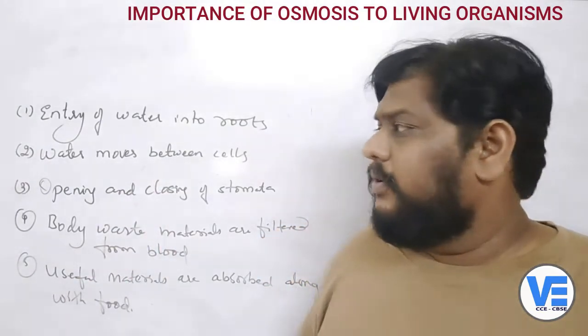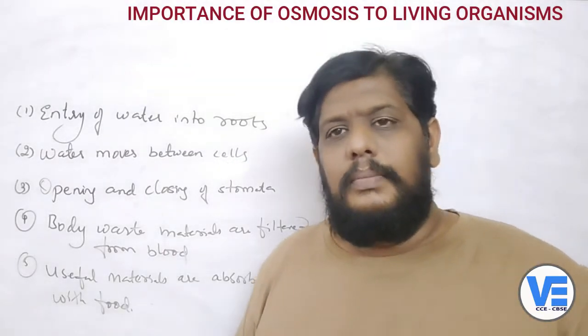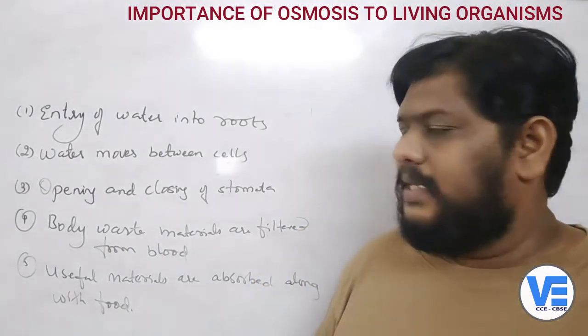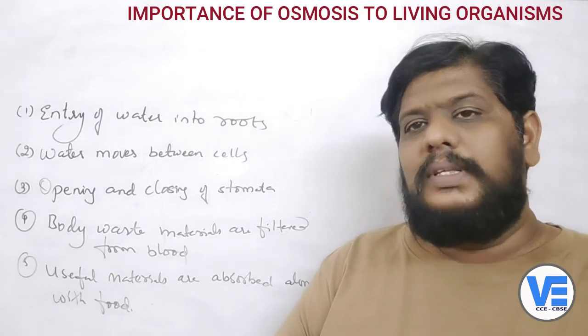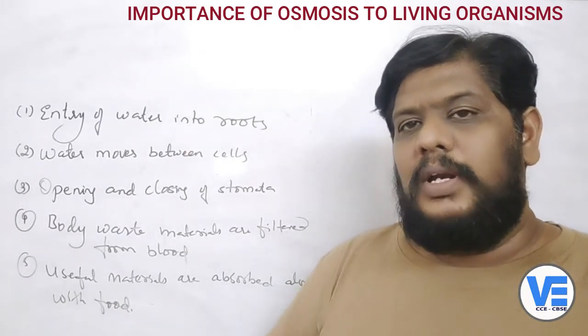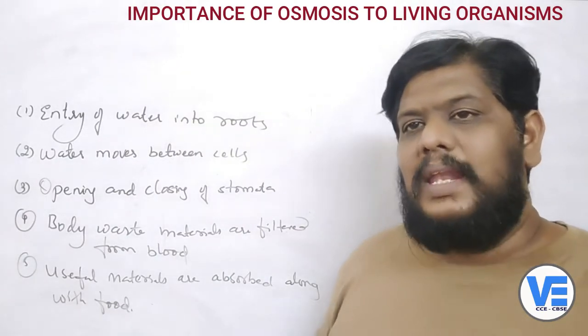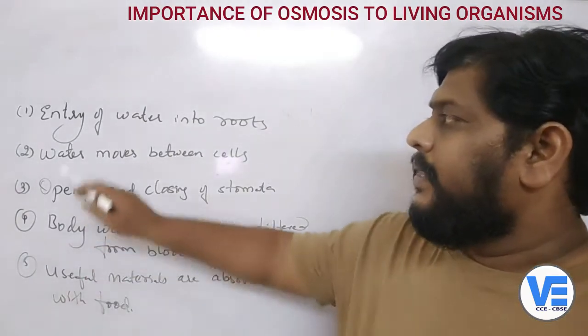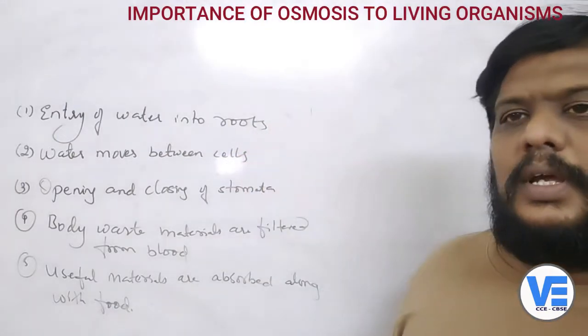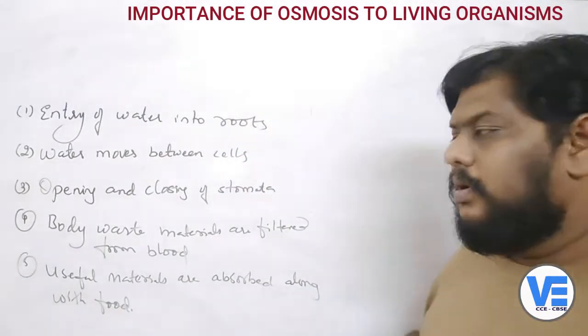Before completing this osmosis, now we will see how this osmosis is important to us, how it is really helpful to plants and animals. That is what we are going to see now. Entry of water into the roots. Now this is the first one which we have to understand.